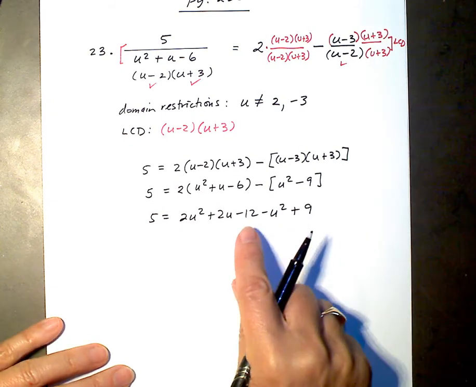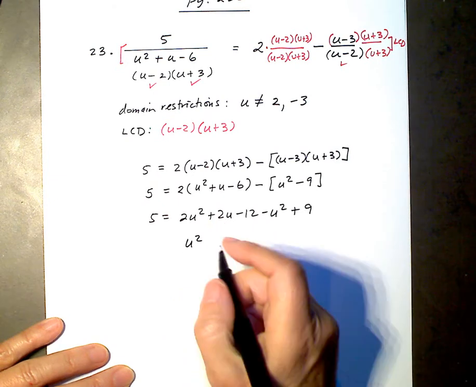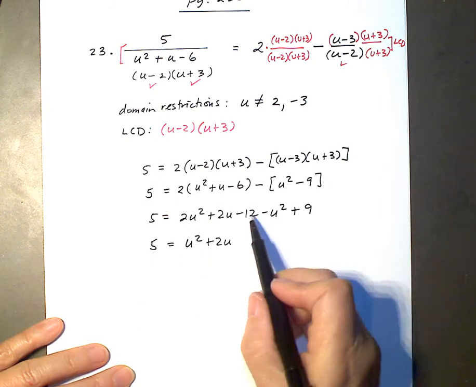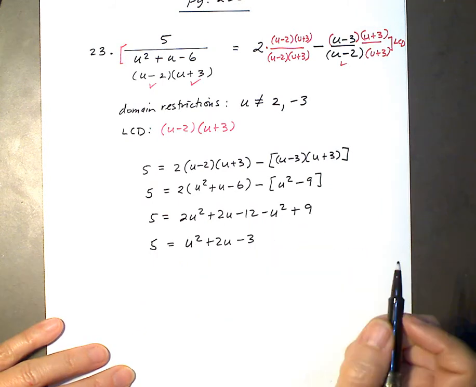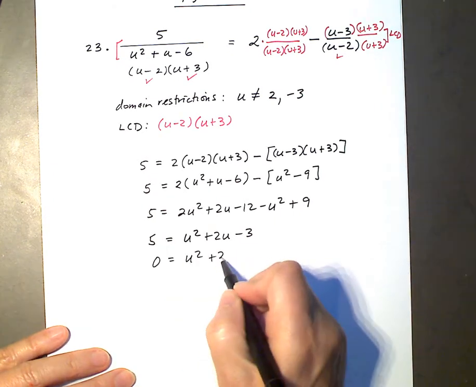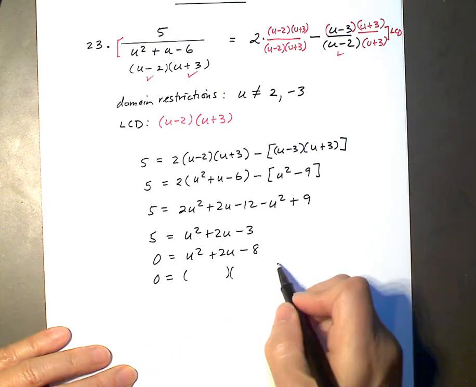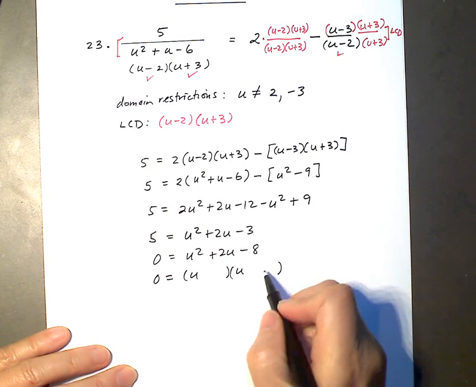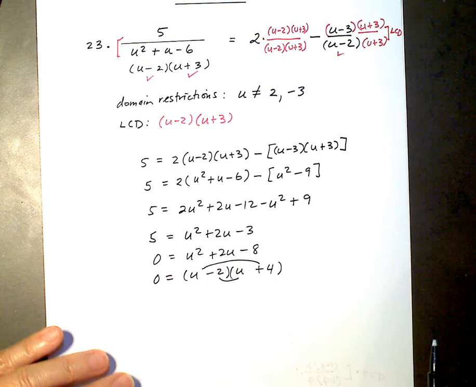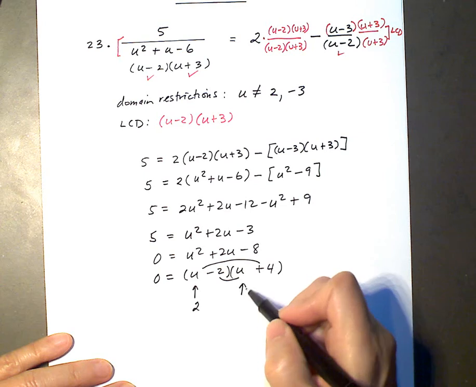2u squared minus 1u squared is just going to be a u squared. I have just a plus 2u. If I keep the 5 over here, negative 12 and 9 is a negative 3. So last thing I have to do is subtract the 5 from both sides. And I have minus 8. So to factor that, I'm going to have a positive 4 and a negative 2. So my solutions are a 2 and a negative 4.